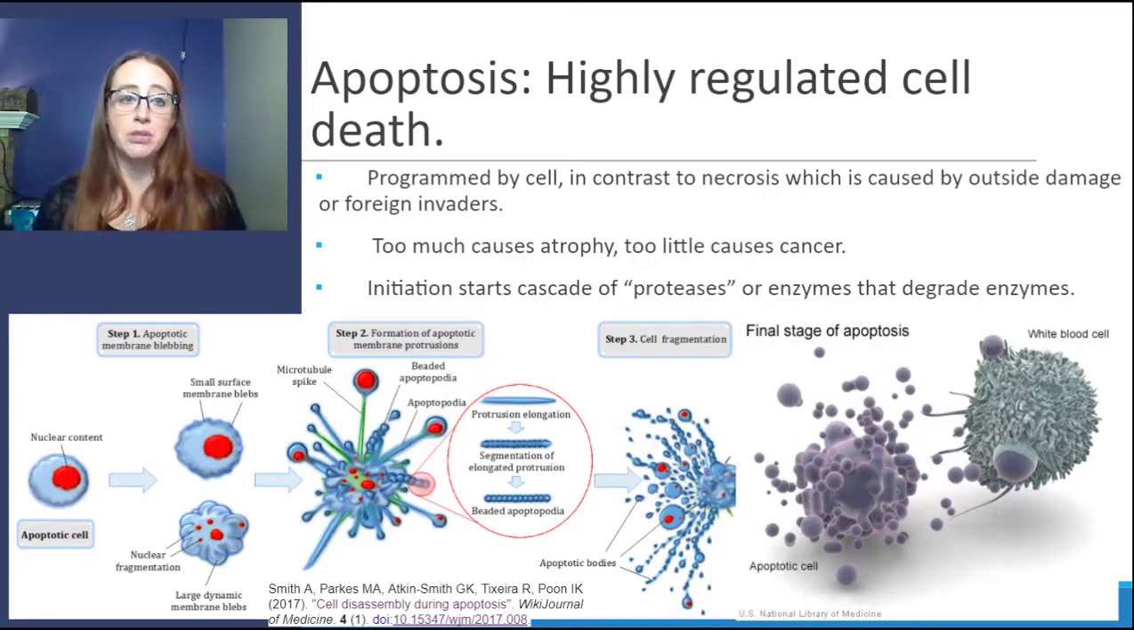This needs to be at exactly the right amount. If you get too much apoptosis, that causes atrophy. Too little, then you have cancer. So of course, that's what we're going to be focusing on today.